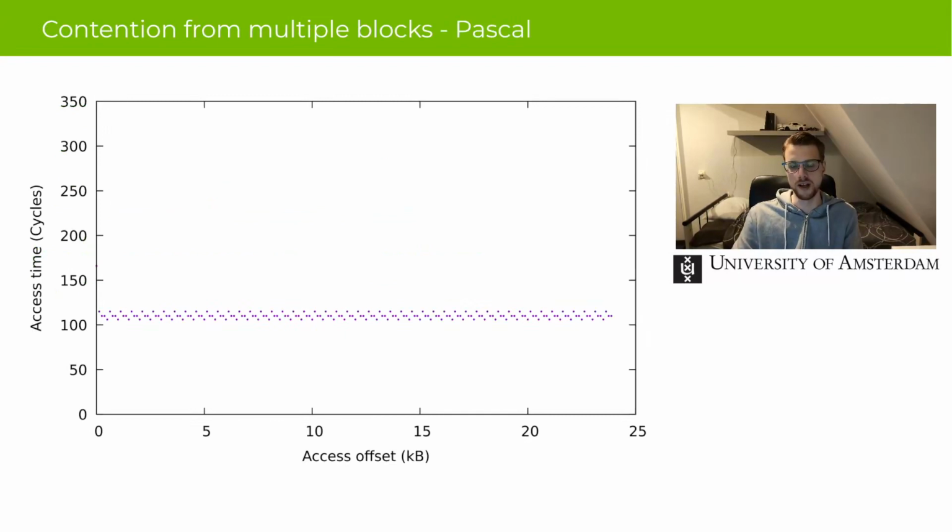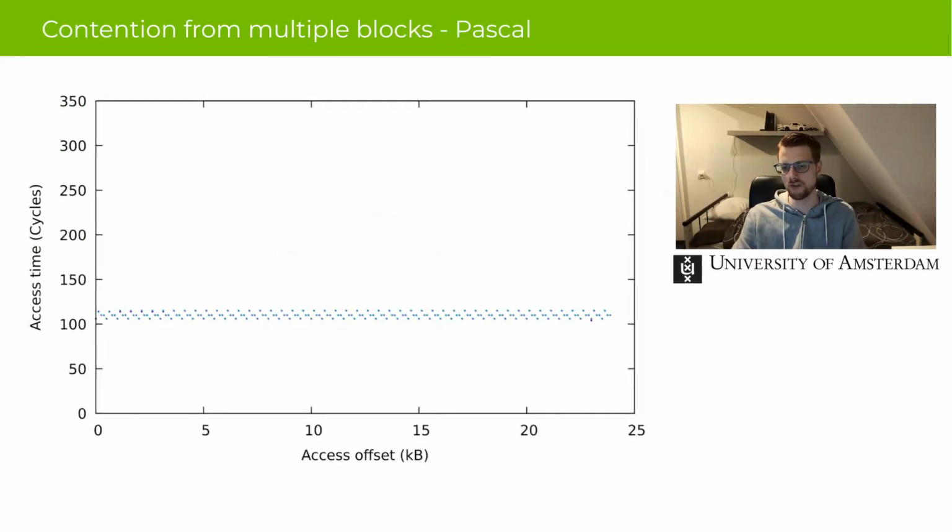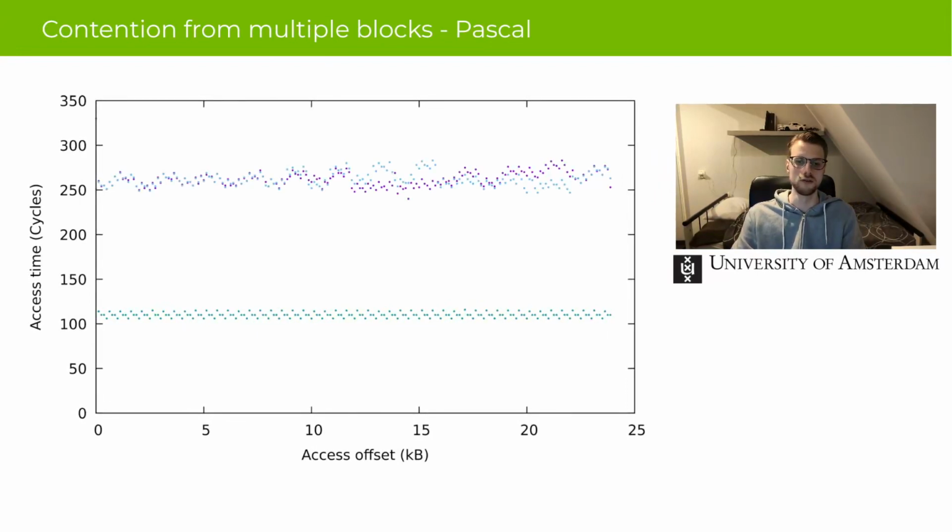For a baseline, again, we have roughly 100 cycle latency on Pascal. But when we add a second block, actually nothing happens, despite our expectations of contention here. But when we add a third block, we actually do see some contention. So one block is still at around 100 cycles, but the other two blocks clearly show contention and a lot of L1 misses.